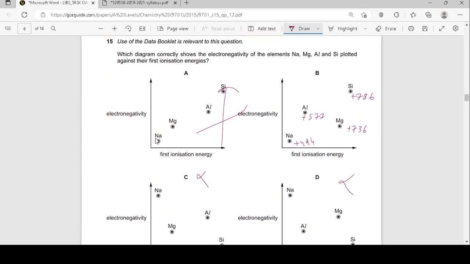But if I look at A, +494, +736, +577, 786, and you're looking at it left to right, that's wrong, so it cannot be A because these values should be obviously 494, 577, 736, 786. So looking at the data booklet, my answer seems to be B, okay? So yeah, that is my answer.